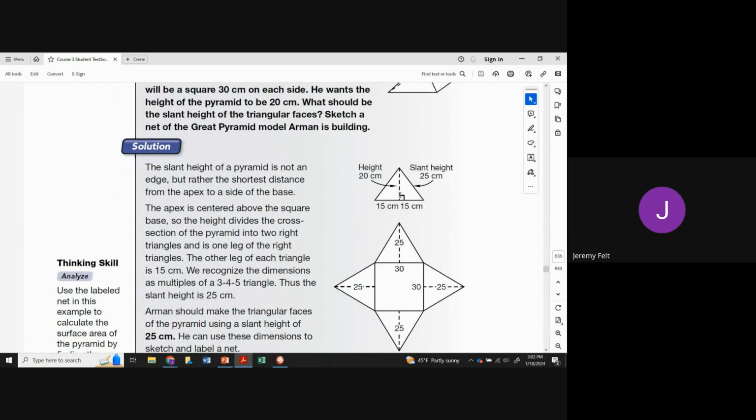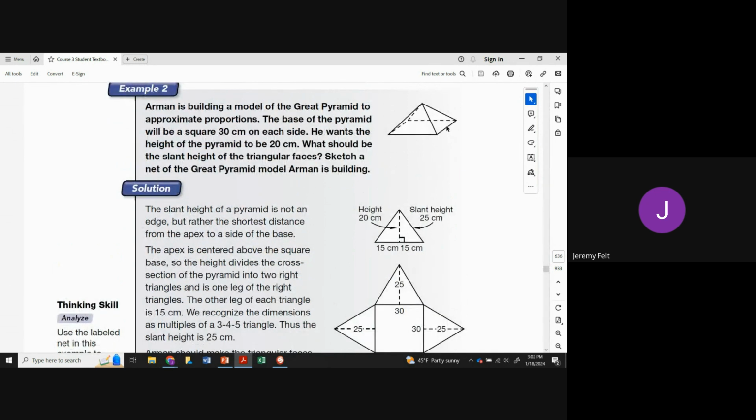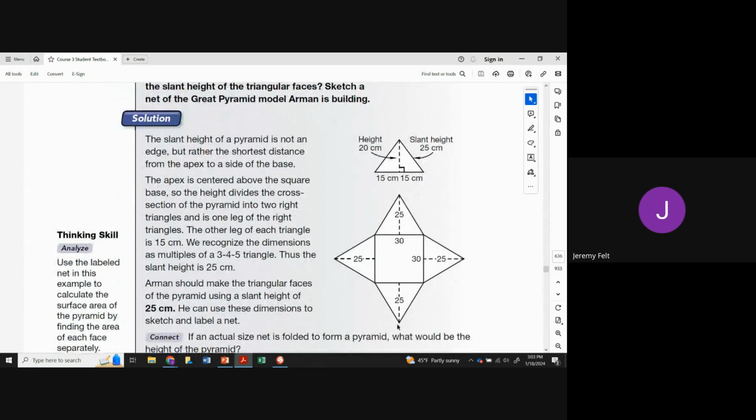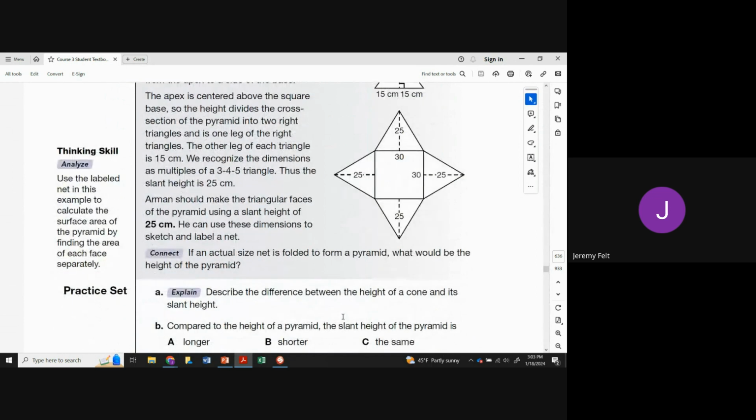So again, this is the cross section of the pyramid. Now this is the net of the pyramid. We have 30 by 30, okay? And then 25 was the slant height, so that's the distance along the face of the triangle. That's why it's right here. So this triangle and this one are related, but not the same thing. 30 by 30 and 25 by 25. So Armin should make the triangular faces of the pyramid using a slant height of 25. He needs to do that in order to get the dimensions and the proportions that he's going for.